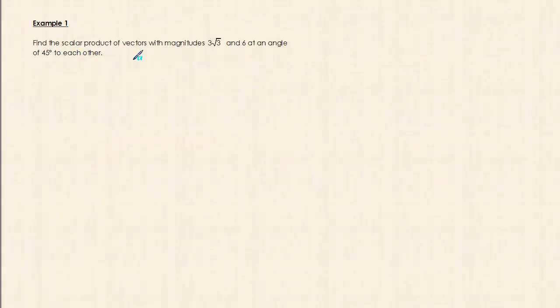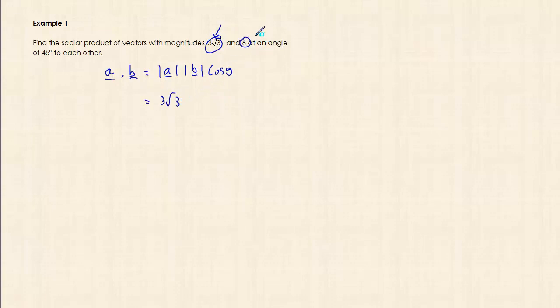Find the scalar product of vectors with magnitudes 3 root 3 and 6 at an angle of 45 degrees to each other. I like to write the formula as a dot b is the magnitude of a times the magnitude of b times the cosine of theta. If we say that this one is our vector a, then it has a magnitude of 3 root 3. If we say that this one was the vector b, then its magnitude is 6, we're being given that, and the angle between them is 45 degrees.